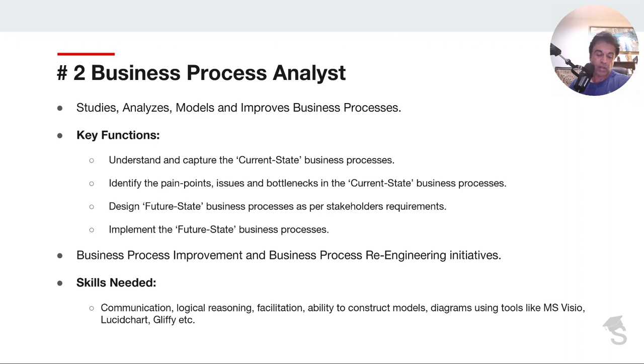Okay. Now let's talk about the skills required for this role. This role heavily requires soft skills more than technical skills. When it comes to skills: communication skills, which include both verbal and writing, logical reasoning, facilitation, and the ability to construct models and diagrams using tools like MS Visio, Lucidchart, Gliffy, and any other tools which will help you create models and diagrams. So that is about the business process analyst role.